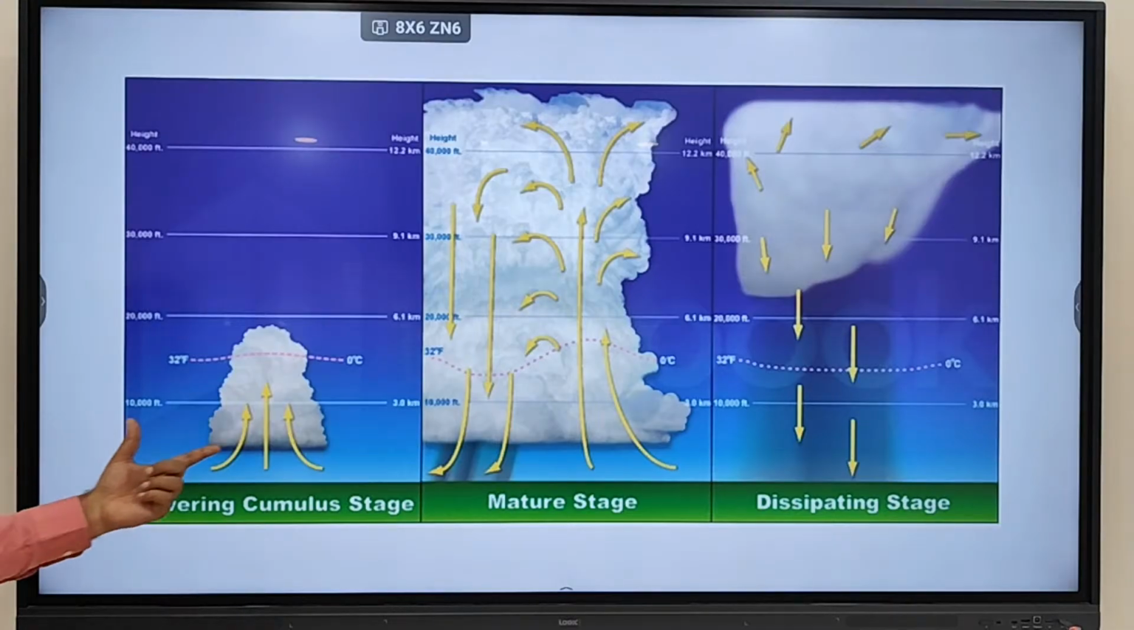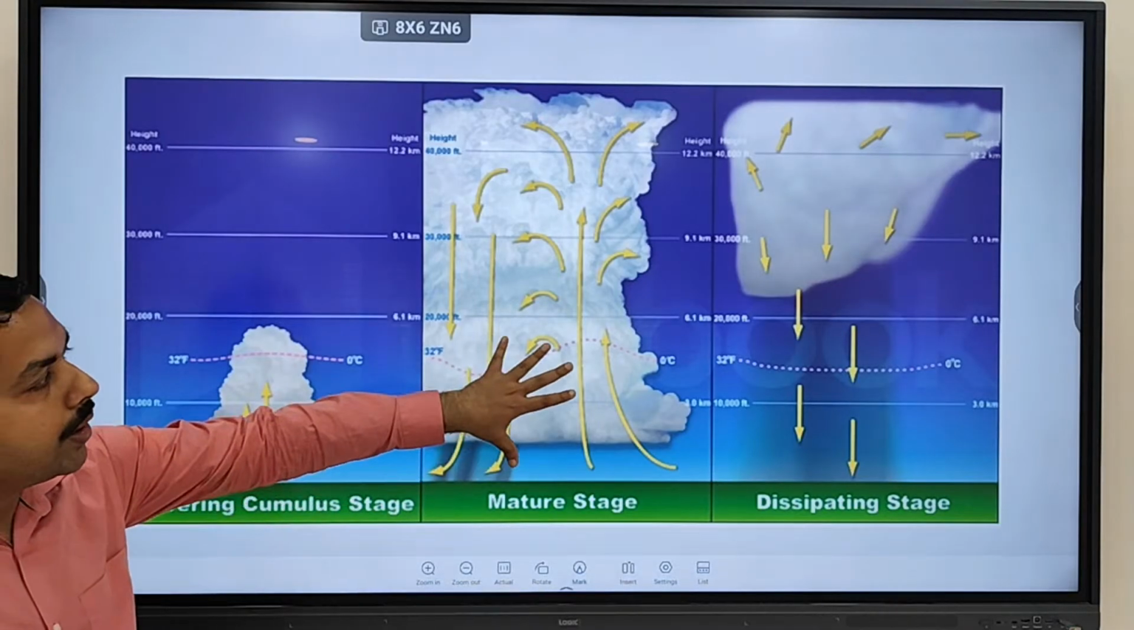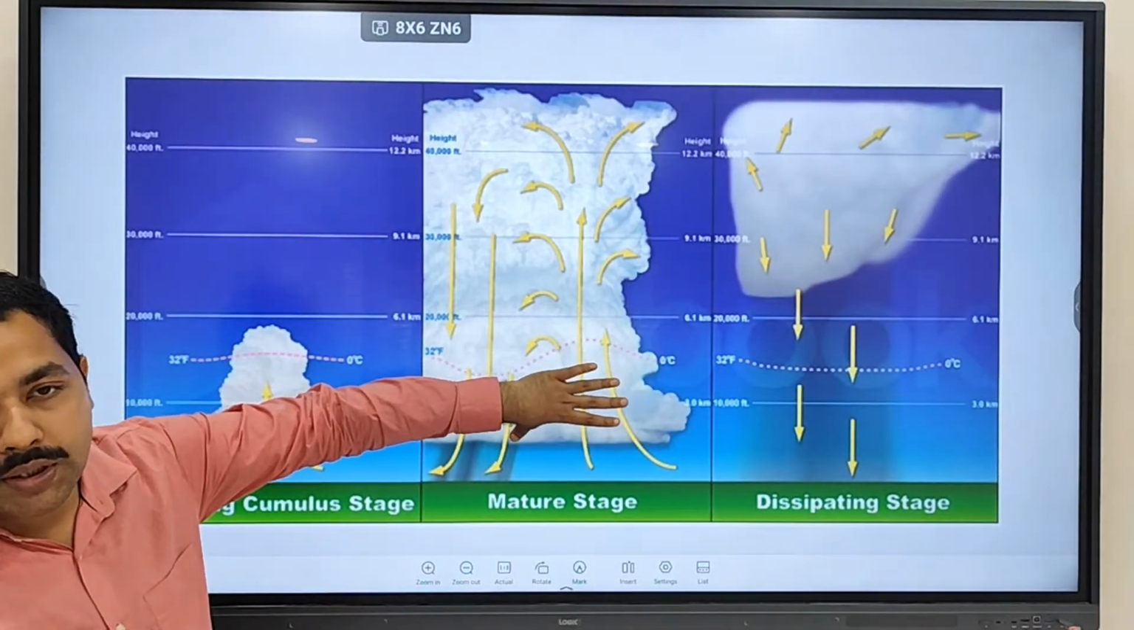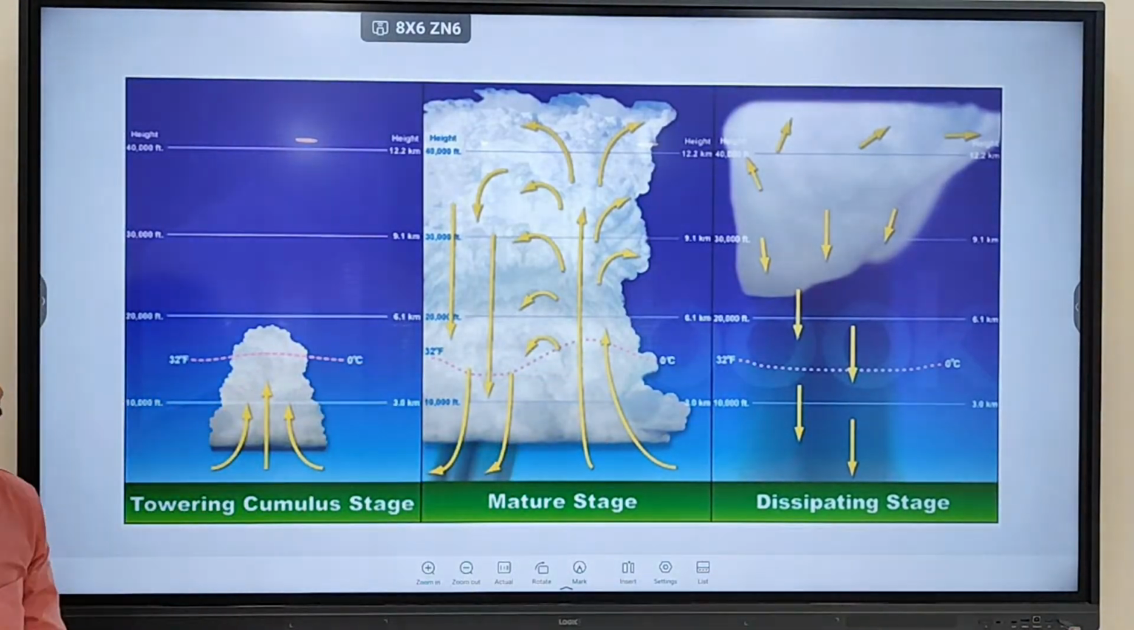When too many convectional currents combine together, this becomes bigger and forms a mature stage.